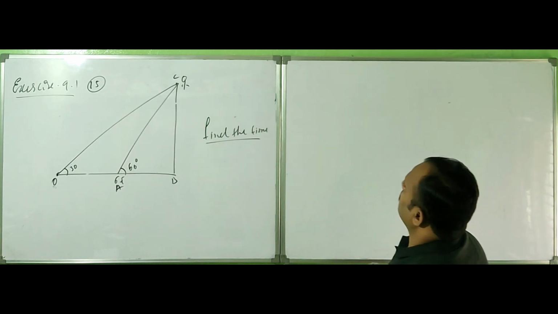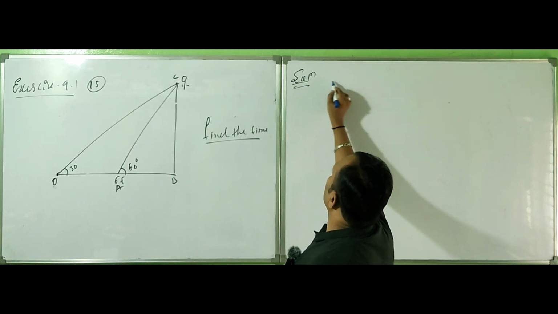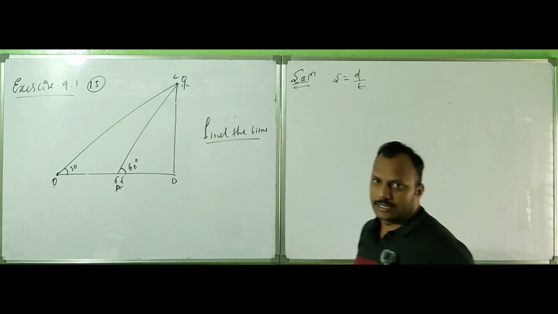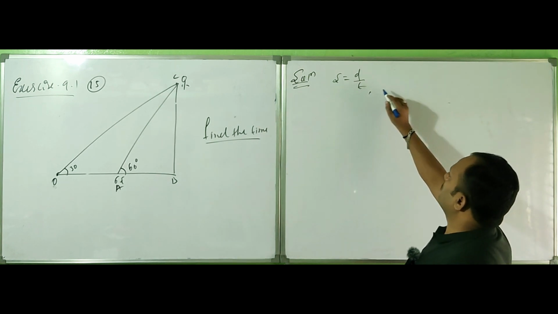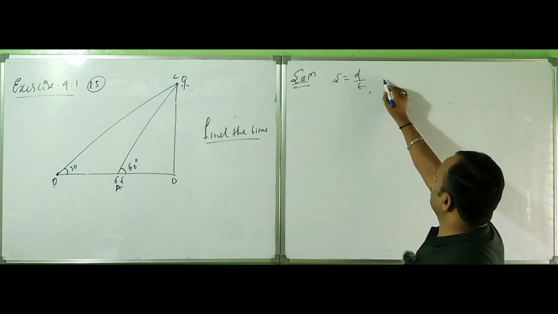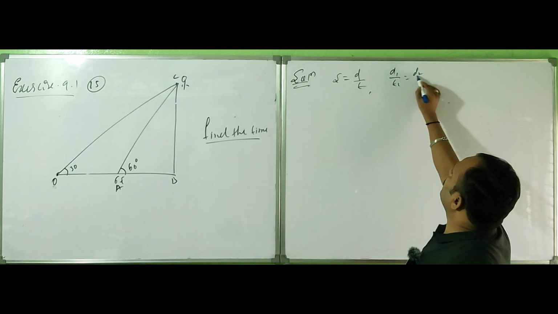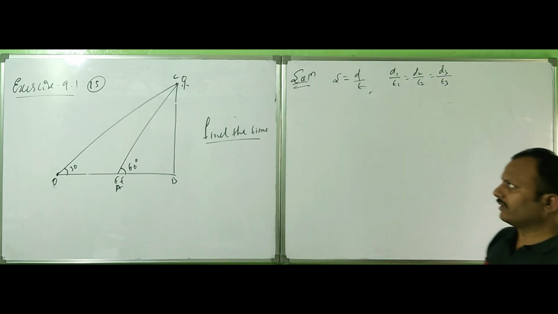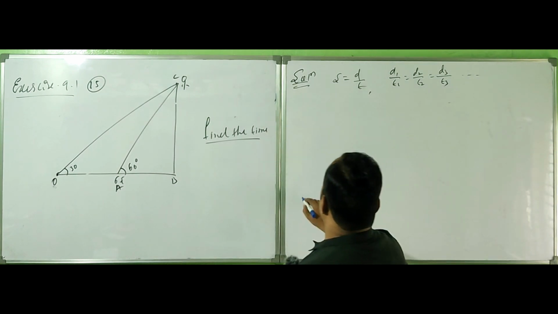Solution. How to take the solution? Let S equal d by t for uniform speed. For uniform speed, we have d1 by t1 is equal to d2 by t2 is equal to d3 by t3. This is the condition for uniform speed.